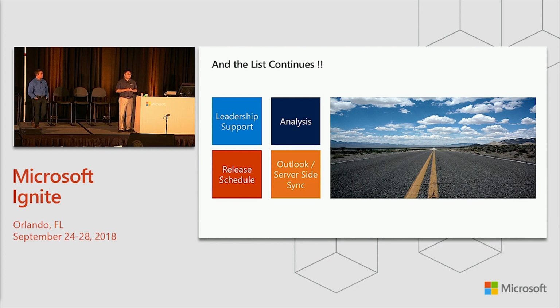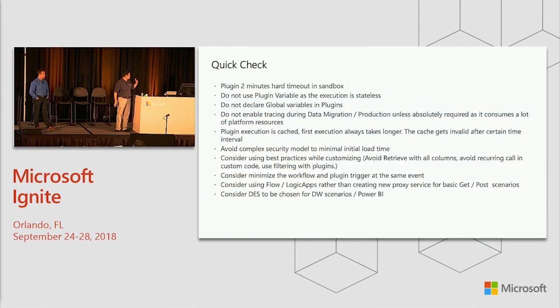But I think everything in your implementation is solvable, right? You need to be confident that we were able to solve your problem. Just ask for the right help and engage the right people. You will be able to get it done successfully for implementation, right? Here are some of the quick checks.